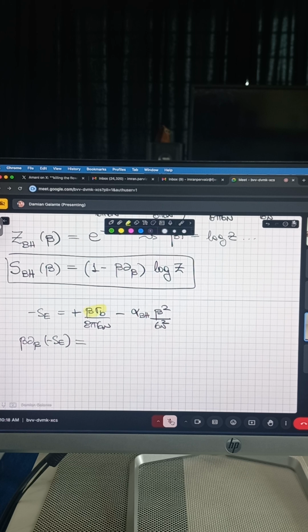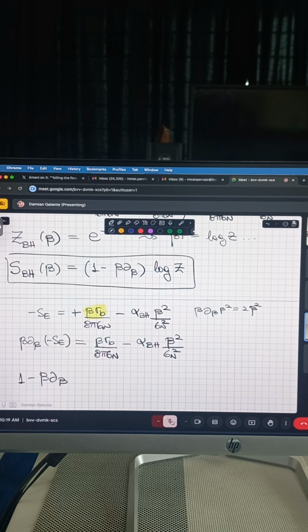So this first term over here is proportional to beta. So when I take the derivative with respect to beta, I will get the same term, beta r_b over 8 pi G. This one will be the same, but I will get an extra 2, right? So beta d beta of beta squared is just 2 beta times beta, I get 2 times beta squared. So here is alpha black hole, beta squared over G Newton squared. And now let's do 1.